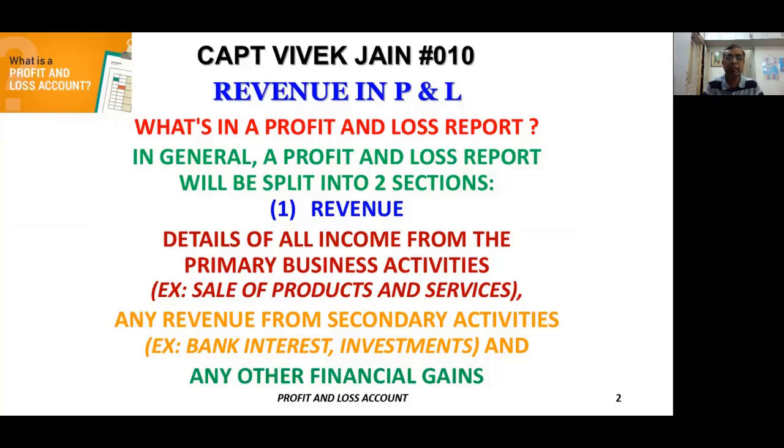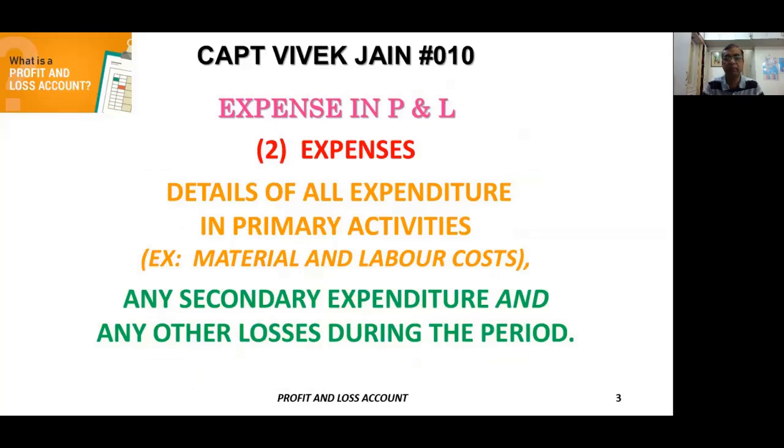Revenue: details of all income from the primary business activities, that is the sale of the product that the company manufactures probably, or maybe the services. Any revenue which also accrues from secondary activities will be mentioned over here. For example, interest on bank deposits, dividend or any inflow from investments made, and apart from these two also if there is any other financial gain. All these three aspects will be mentioned in the revenue column.